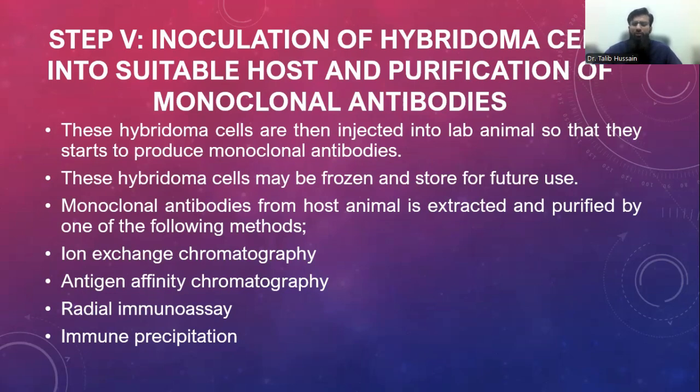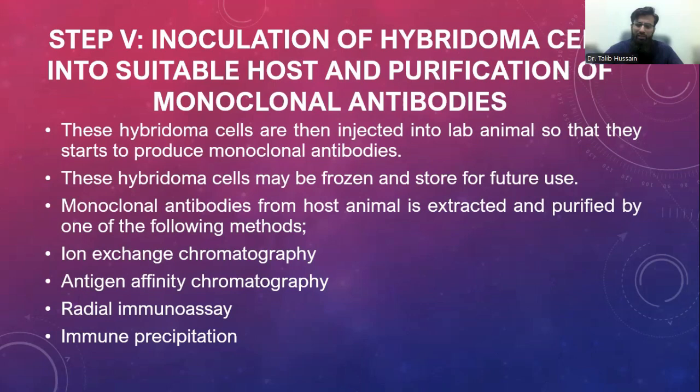So monoclonal antibodies from the host animal are extracted, and then they can be purified from the spleen cells and the precursors of the blood by using chromatographic techniques. For example, two chromatographic techniques: one is ion exchange chromatography and the other is antigen affinity chromatography. They can also be isolated using immunoassay techniques.